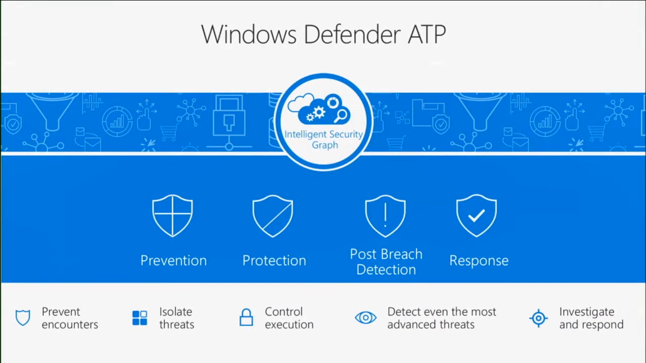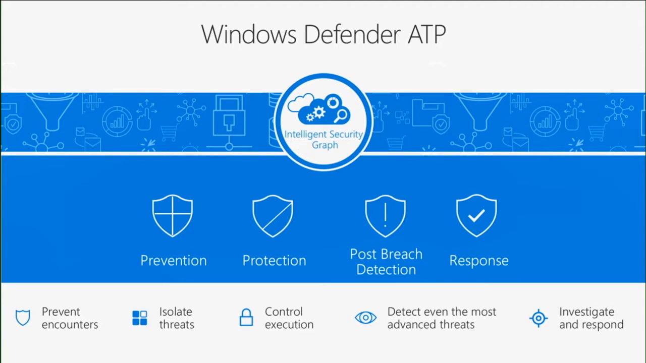Let's deep dive into Windows Defender ATP a little bit more. There are four aspects to the solution: prevention, protection, post-breach detection, and response. Our group sits within the Windows group, and that empowers us to change the operating system and make it more secure. It also allows us to instrument the operating system to give us signals to better protect, detect, and respond to the threats that we're seeing.